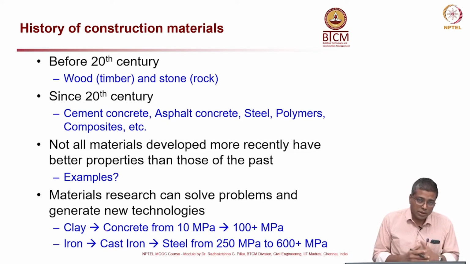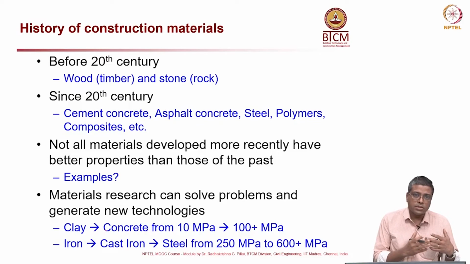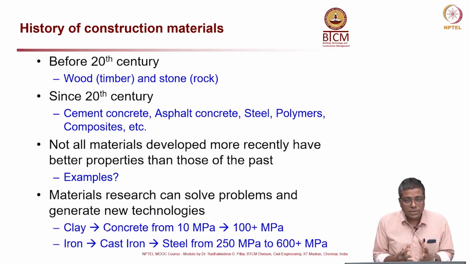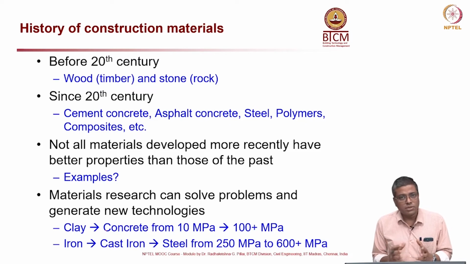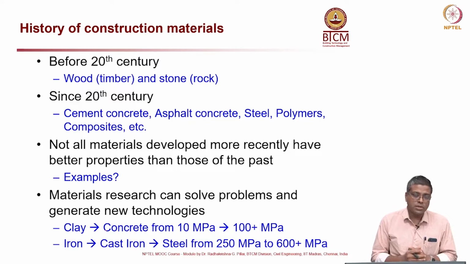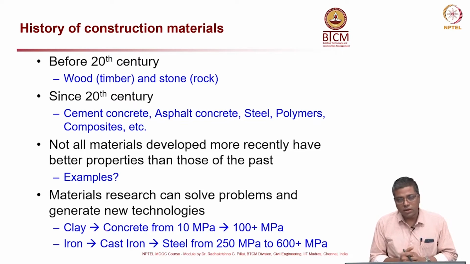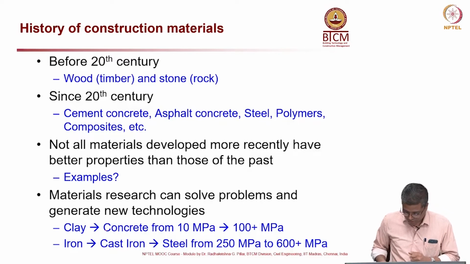And then in terms of metals, earlier we used to have iron, and then people made cast iron. Then they found that cast iron is very brittle, so they made steel, which is more ductile than cast iron. So, this evolution of various metals continued, and now today you have numerous types of metals available which have various properties which can cater to various requirements of the industry. So, like that, materials research is very, very important even in civil engineering construction.